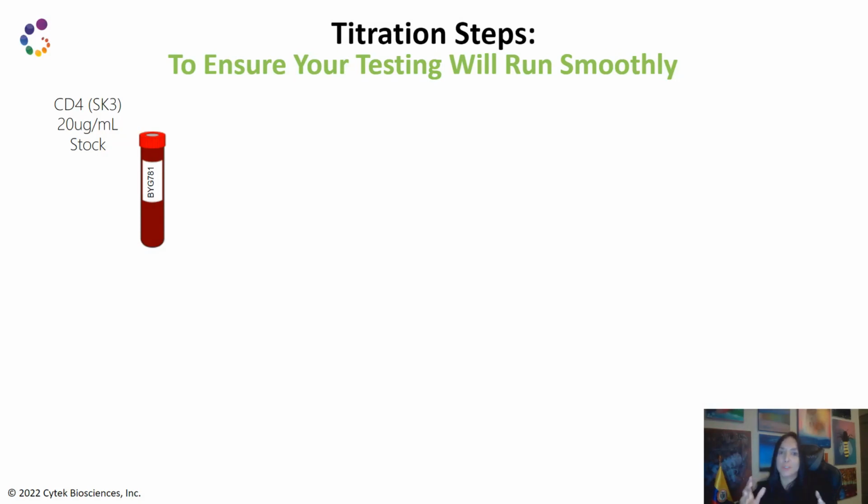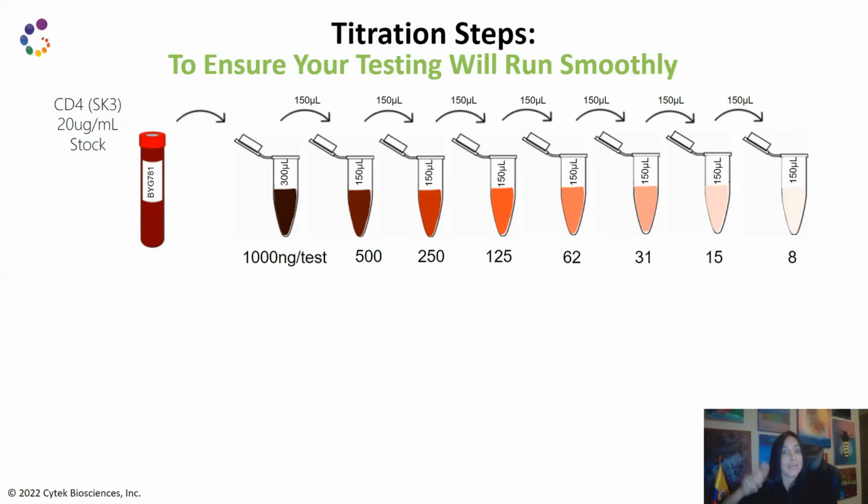Here's more to describe the process and give you some tips. So we start with the stock. Let's say we are titrating a CD4 antibody, SK3 clone, conjugated to BYG781, one of our Cytek dyes. You're going to start doing serial dilutions. Most of them work in a range from 1 to 2 micrograms per test, down to 8. Things can change depending on the marker, the specificity. For example, for CD20, you might need to go higher. For CD62 ligand, you might be lower, around 100. So this might need to be adapted as a general recommendation.